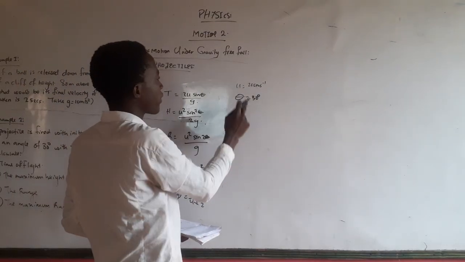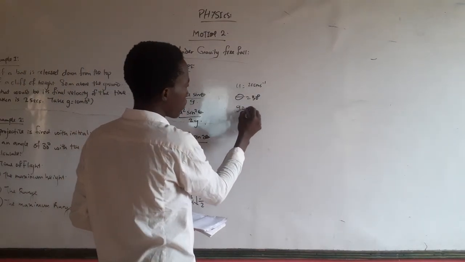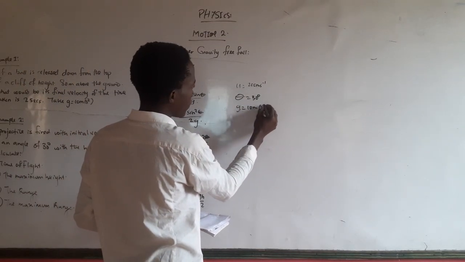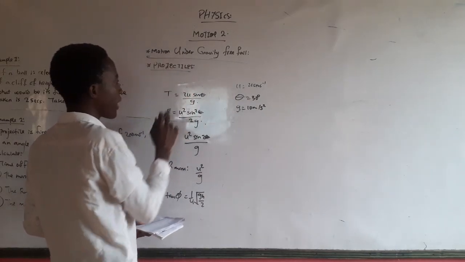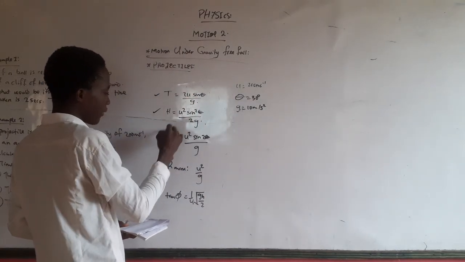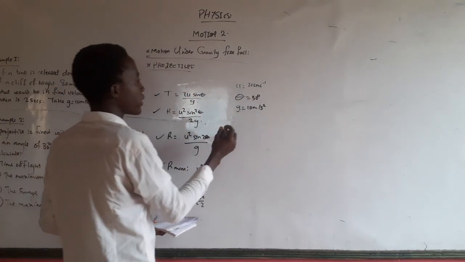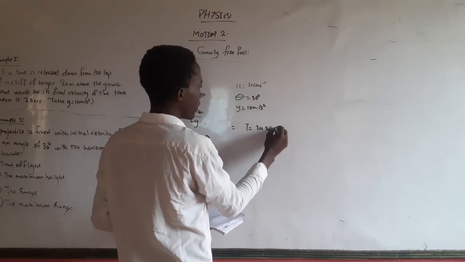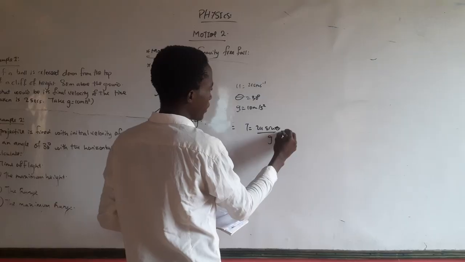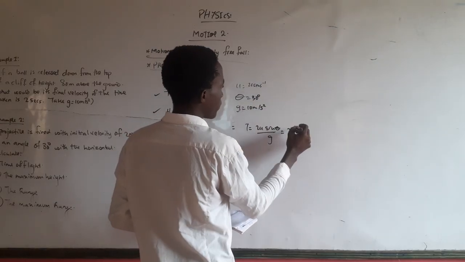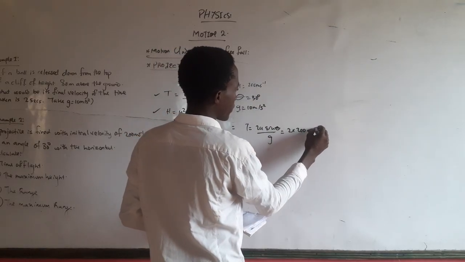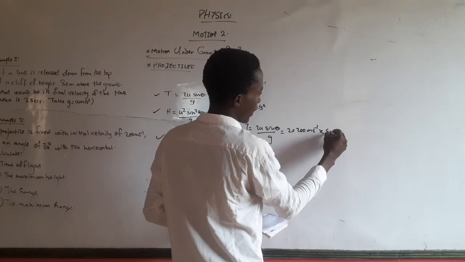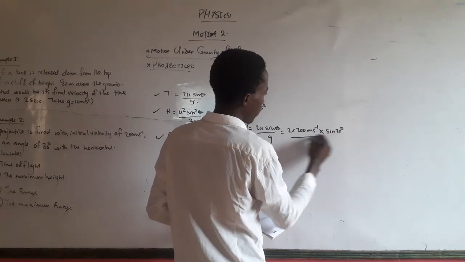So they've given us this. We should know that g is 10 meters per second squared. So let's just input everything. They ask us to find this, and this. So inputting everything, we have T equals 2u sine theta over g, and that's 2 multiplied by 200 meters per second multiplied by sine 30 degrees over 10.